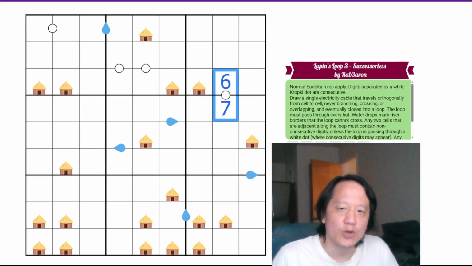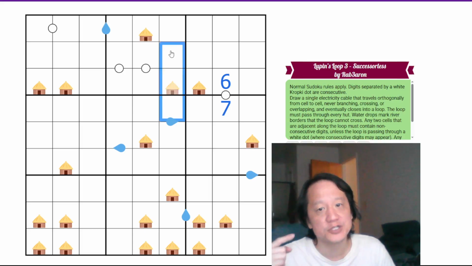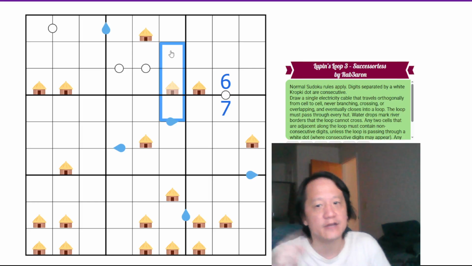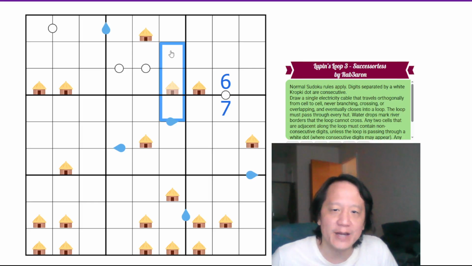We need to draw a single electricity cable that travels orthogonally from cell to cell, never branching, crossing, or overlapping, and eventually closes into a loop, hence Lupin's Loop 3. The loop must pass through every hut.